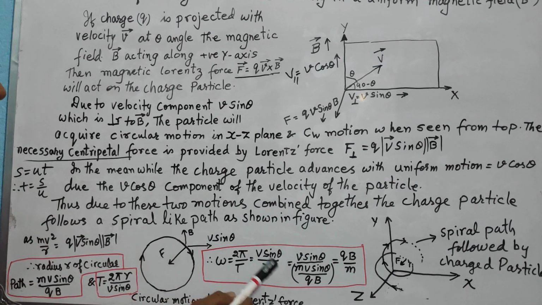Then this will be the angular velocity of the particle. Time period of the particle will be given by this expression, and the radius of the circular path will be given by this relation. So these are very important because we use them for solving numericals, and we have other applications as well.